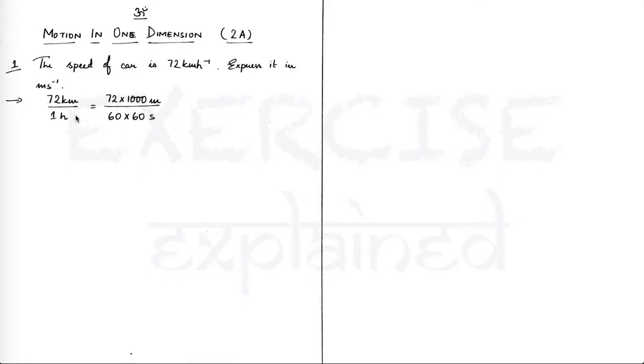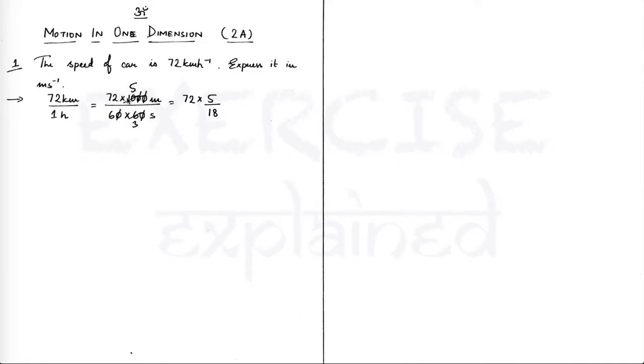divided by 1 hour is 60 minutes and each minute is 60 seconds. So we can write it as 60 into 60 seconds. So we have got 72 kilometer as 72 into 1000 meters and 1 hour as 60 into 60 seconds. So now we cancel the zeros. This 0 goes here, this 0 also goes. 6 and 10 are cancelled. So 2 into 3 is 6 and 2 into 5 is 10. So 6 into 3 is 18 and 5 I write it as 5 only.